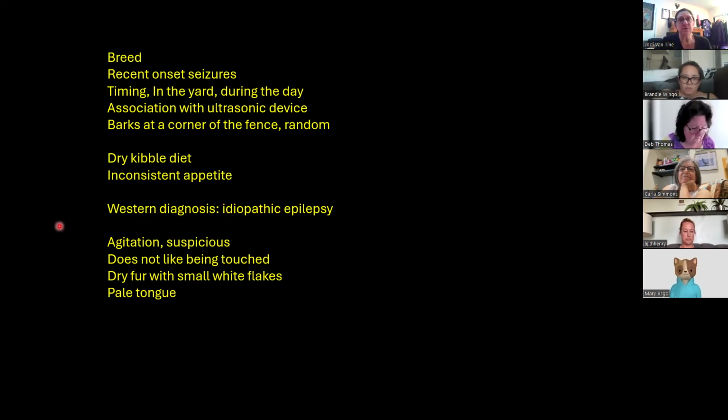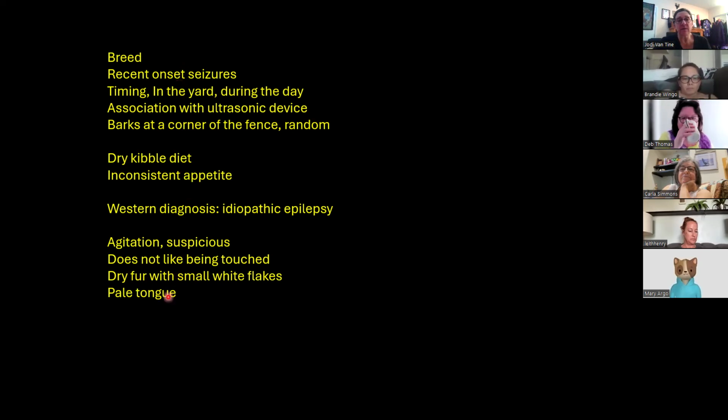Taking some information from our TCVM exam questions and our 10 questions, the dog is agitated and suspicious. So that's the personality of the dog. It doesn't like being touched. So it was a little bit hard to appreciate any warm or cold areas, any what are called active acupuncture points or anything like that. The fur was dry and it had small white flakes, and the tongue was pale.